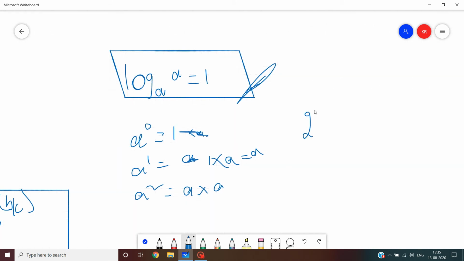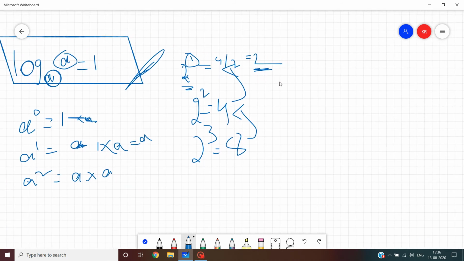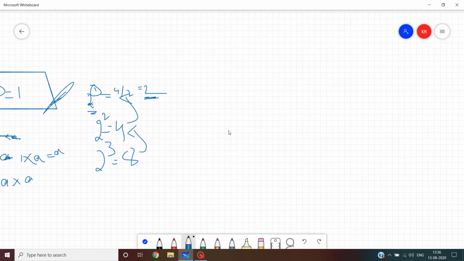Or you can check like this: 2 power 2 is 4, 2 power 3 is 8. Here my result is reduced to half because my growth rate is 2, and when I take 2 power 1, it will be half again. 4 divided by 2 is 2. So my growth rate and my final result are the same for power 1. I think you have got some clarity about this. And we have another one.